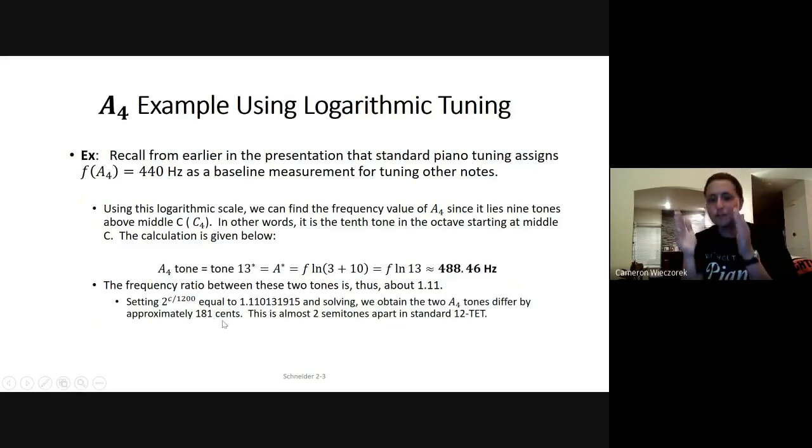Now think back to our conversation from earlier. We said that the semitone difference between any two successive notes is 100 cents. This is almost 200 cents, so this is almost differing by 2 semitones apart from the 12-tone system. It's actually a pretty big difference. But if you train your ears to listen to this, you get used to it.